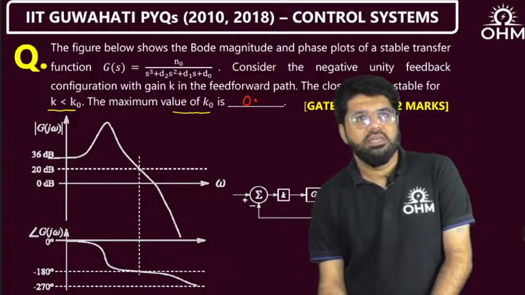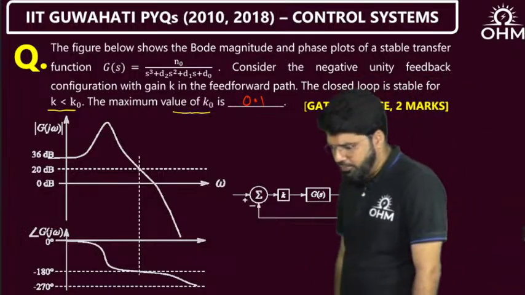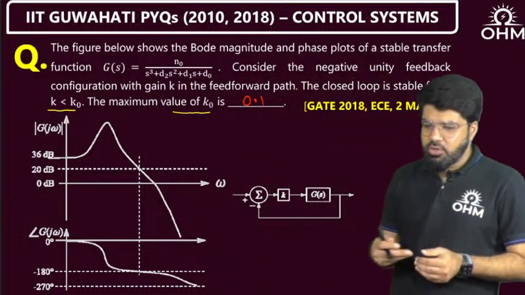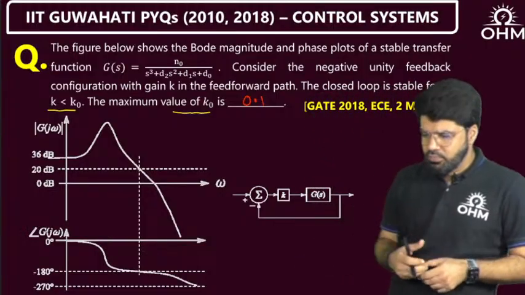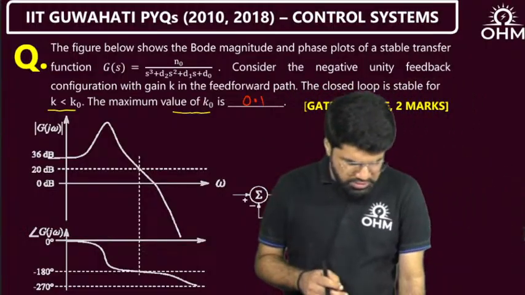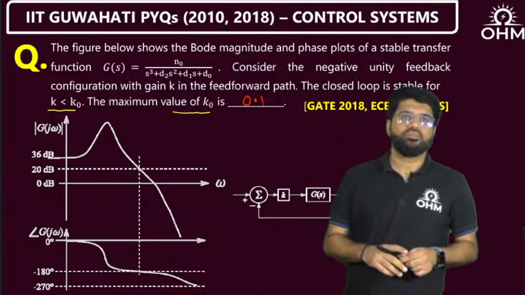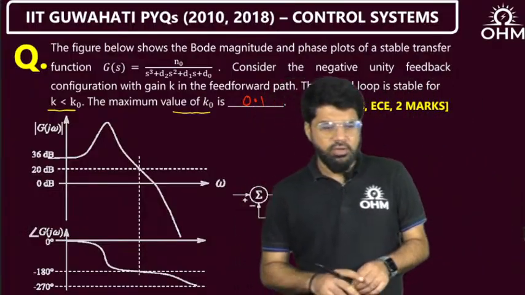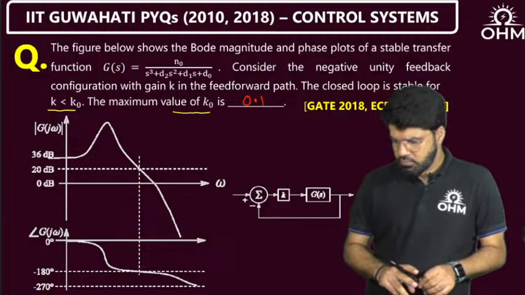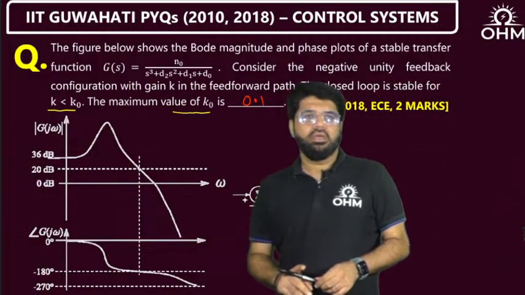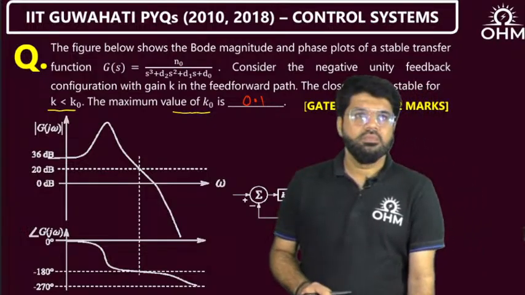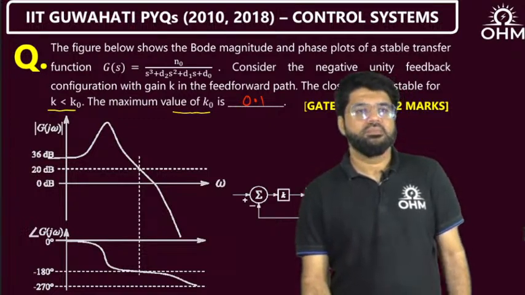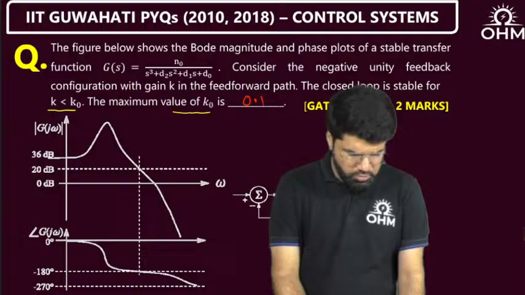Good question on stability and Bode plot analysis. The answer is 0.1. That is why it's always important to solve good PYQs, so that you learn more and more variety of concepts. Answer is 0.1. Then let's go to the next question.